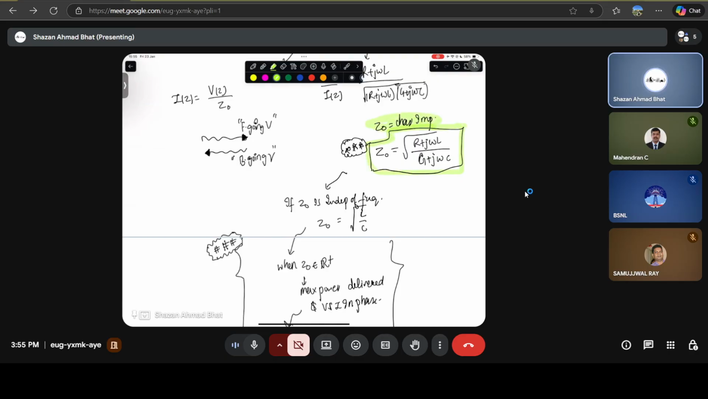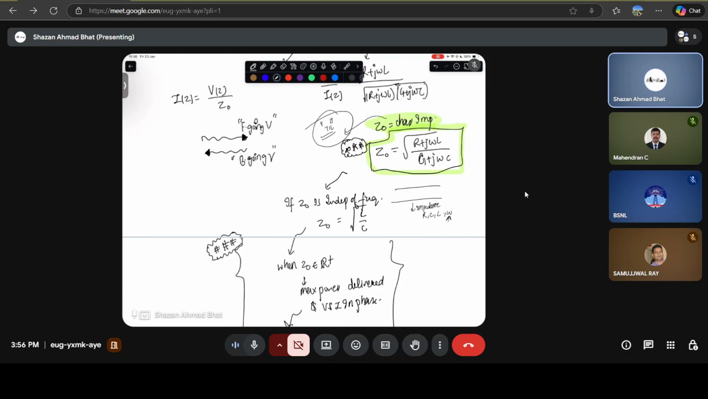Okay, so this is the characteristic impedance of the transmission line. That means the transmission line has its own impedance, which depends upon resistance, capacitance, inductance. It also depends on frequency because there is omega.